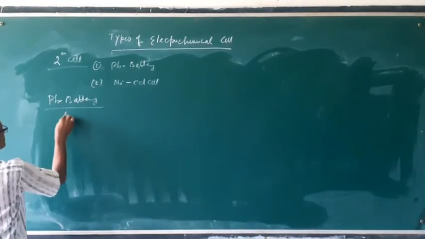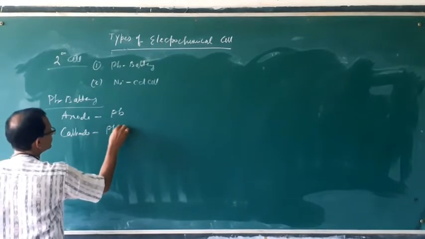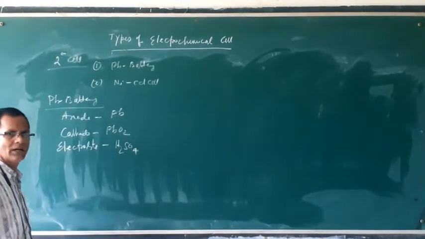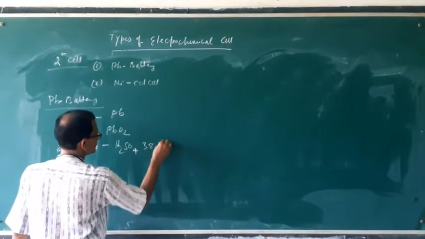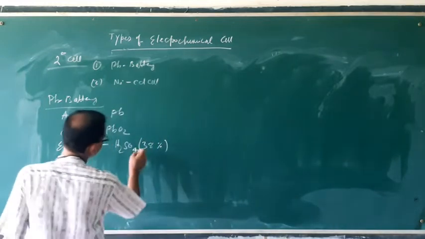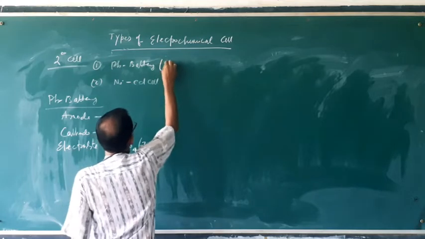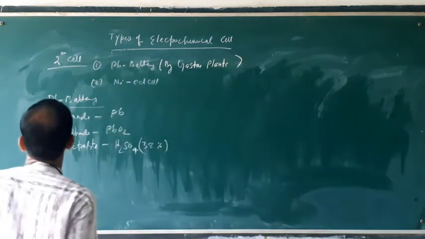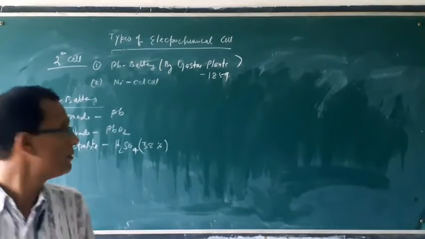In the lead battery, the anode is Pb, the cathode is PbO2, and the electrolyte is sulfuric acid solution, aqueous sulfuric acid. How much? That is 38% by mass. The concentrated sulfuric acid is used in dilution form, that is 38%. And this cell was discovered by Gaston Plante in the year 1859.